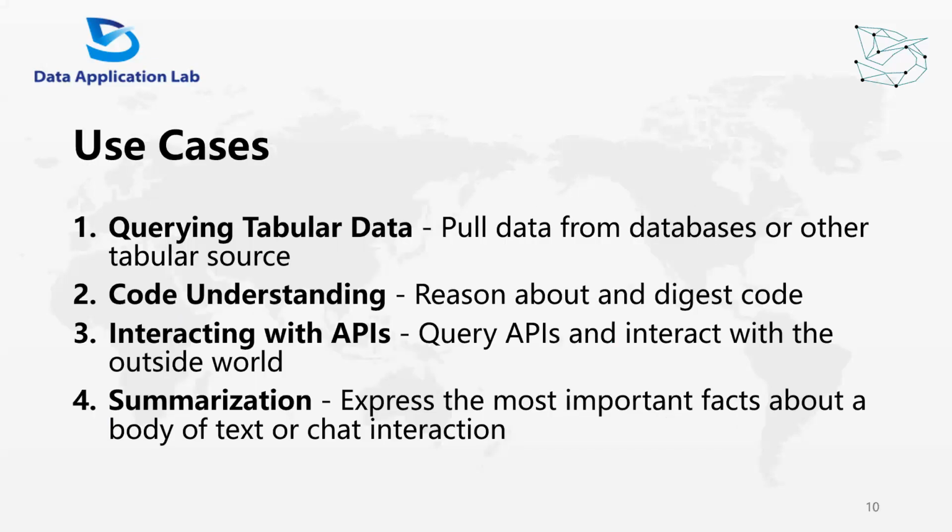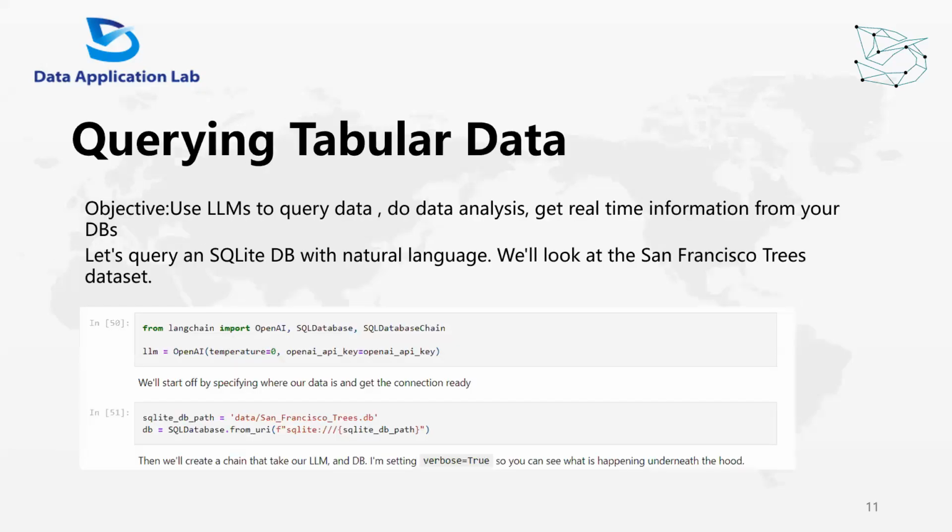So we will explore more use cases today, like querying our tabular data, understanding our code base and generating a result, and interacting with APIs, like interacting with other data which is outside the world, not in our system. And we will also see how summarization works in Langchain. So let's go to the first use case, querying our tabular data.